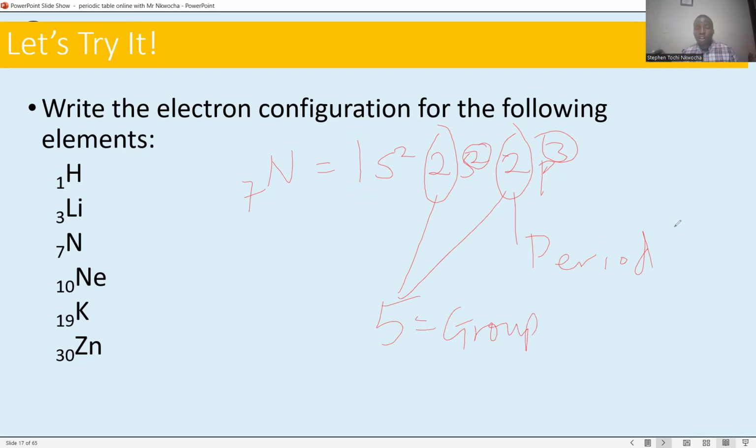You don't need to kill yourself memorizing that nitrogen is in group 5. It doesn't work that way. Just from this electronic configuration, this is the biggest thing. I'm going to show you a lot of things that I can get from this periodic table.